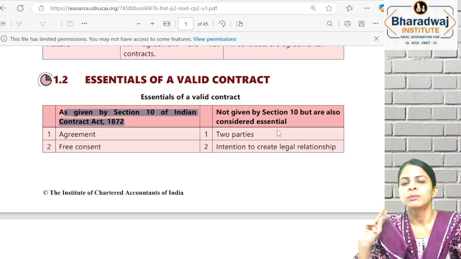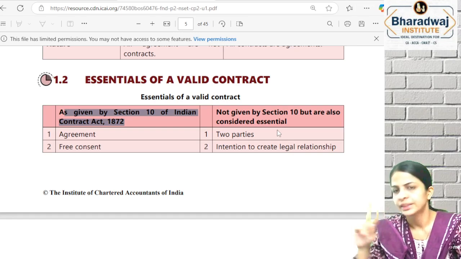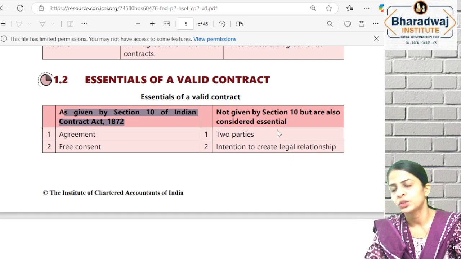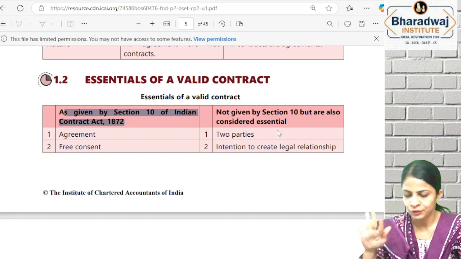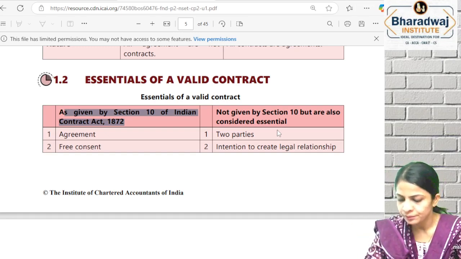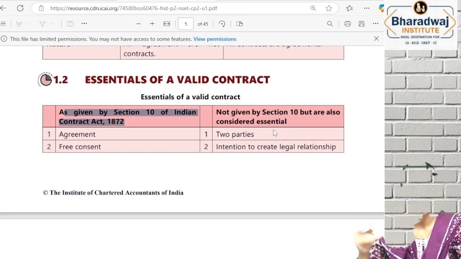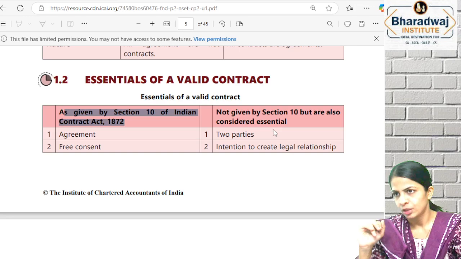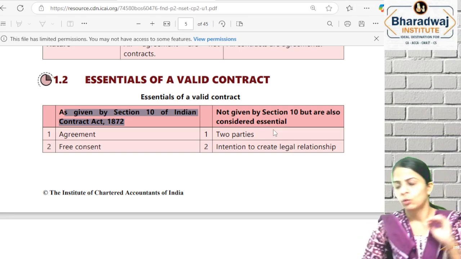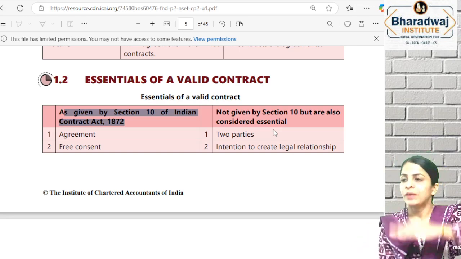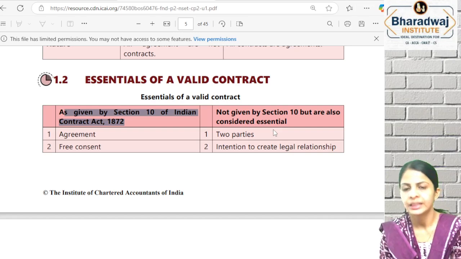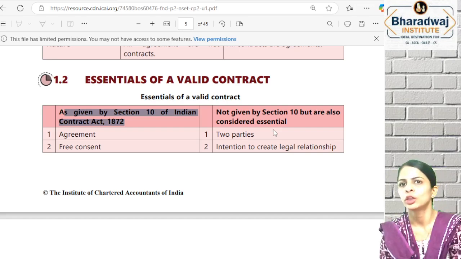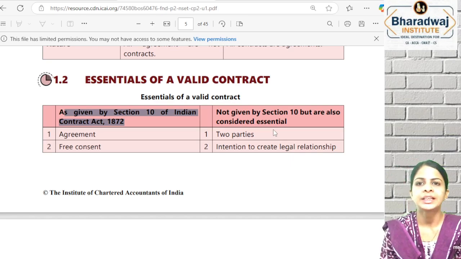First one is there has to be 2 parties. Who can be the 2 parties? It can be any 2 individuals: 1 individual and 1 corporate, or 2 corporates. So it can be 2 natural persons or 2 artificial persons. Second one is there has to be an intention to create legal relationship. What do you mean by legal relationship? If any of the parties do not fulfill the terms, then the other party should be able to go to the court of law. That is the intention to create legal relationship.